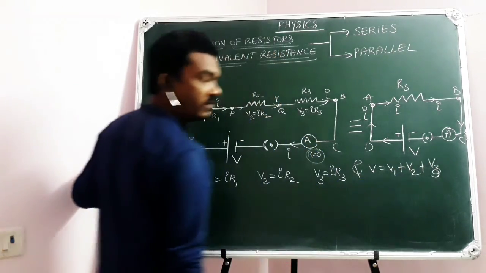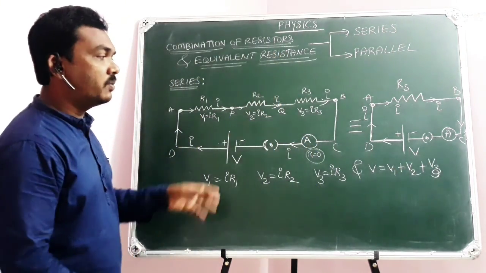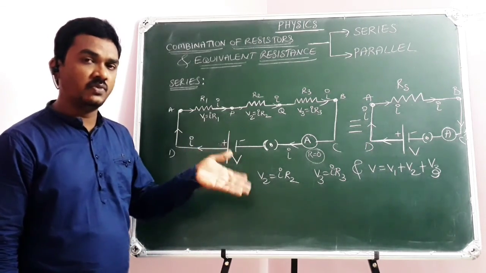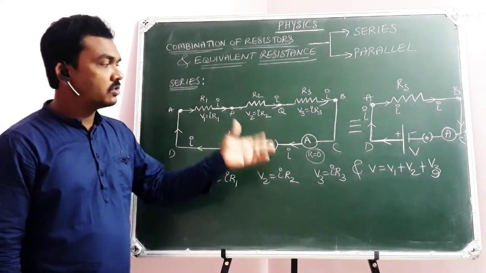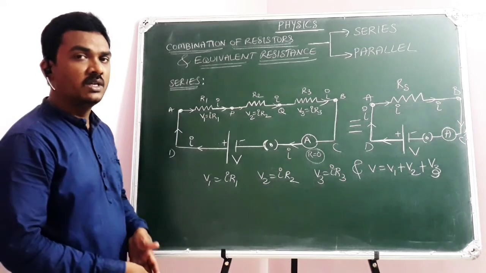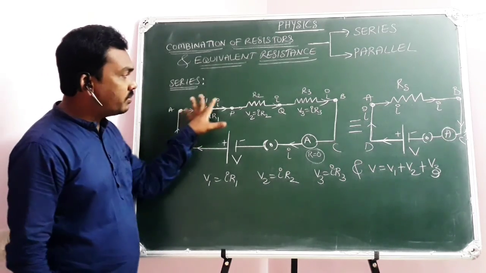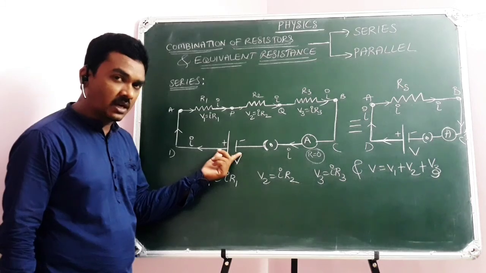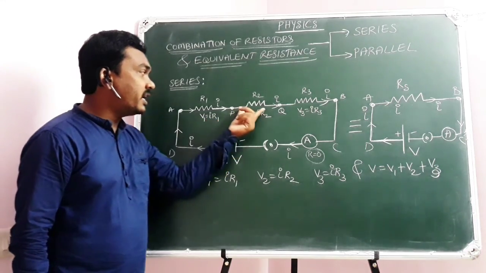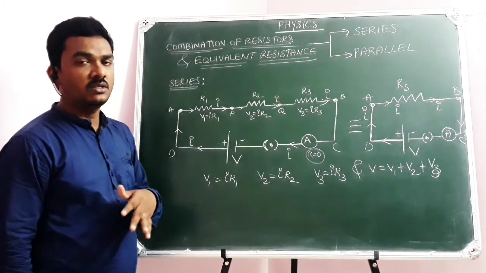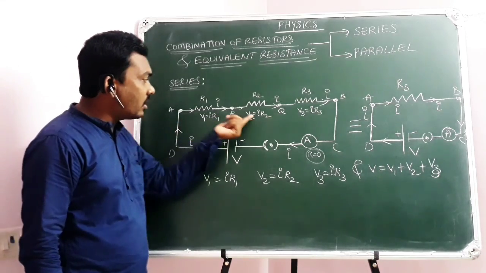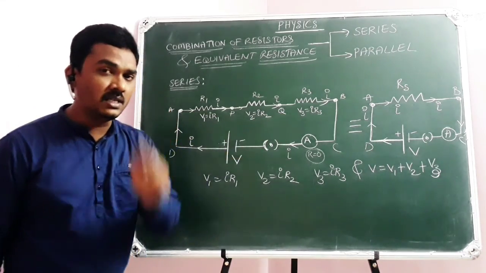Because according to KVL, the algebraic sum of all the potential differences will be 0. So V minus V1 minus V2 minus V3 equal to 0. So V equal to V1 plus V2 plus V3. It means in series combination of resistors, the applied potential difference by the cell will be distributed among all the resistors. The applied voltage is V, which will be distributed among all the resistors that are in series.